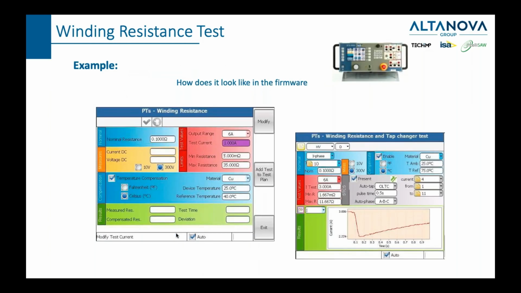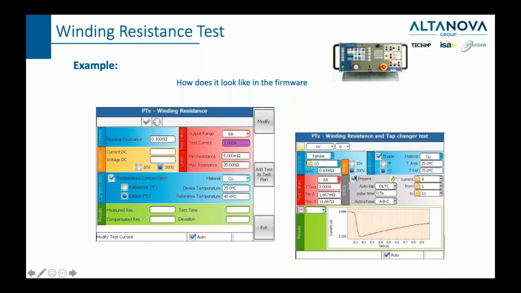As you are doing the test, this is what the application would look like. You would say which current you want to use, how much current you want to use. You would need to read what the minimum and maximum resistance is that you can measure with this particular current. Then you press start and you get your results here after a minute or two.